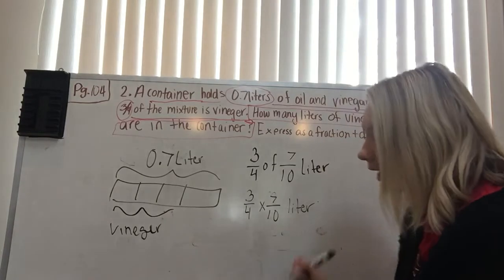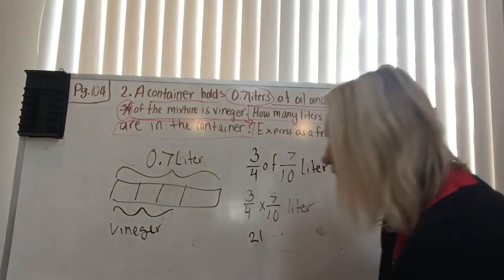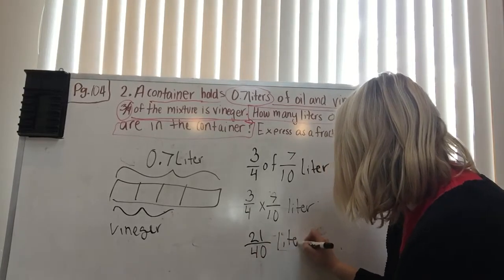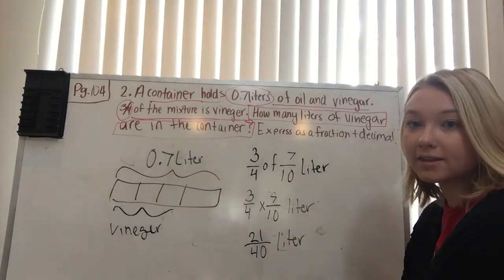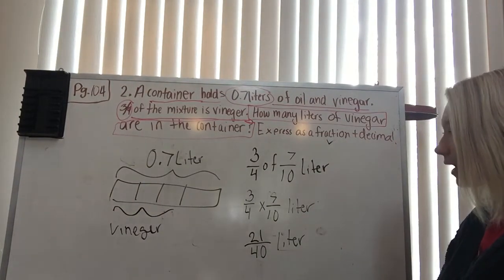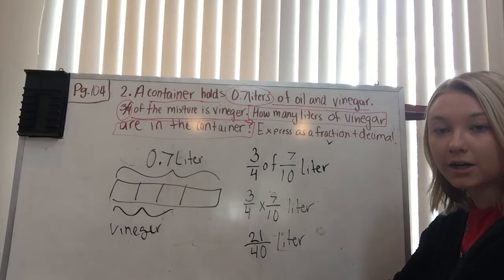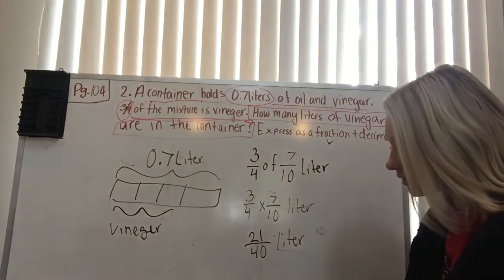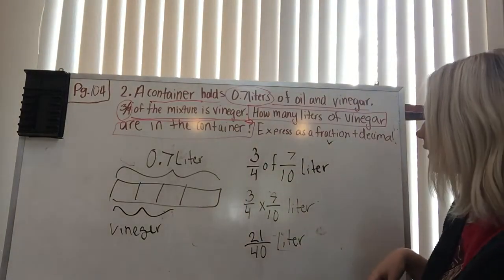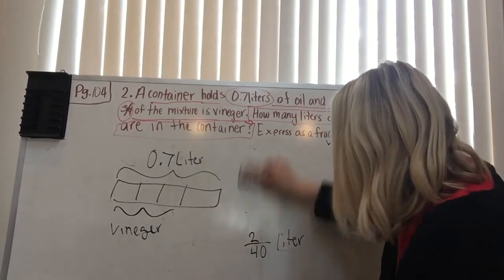So now I'm going to multiply. I know that 3 times 7 is 21, and 4 times 10 is 40. So 21/40 of a liter. So we already have that first part done. Boom. We expressed how much vinegar is in the mixture as a fraction. If you want to pause and write this down, I'm going to erase it so we can work on the next part. I'm sorry, we have no room on this tiny little board. So we have 21/40 of a liter.